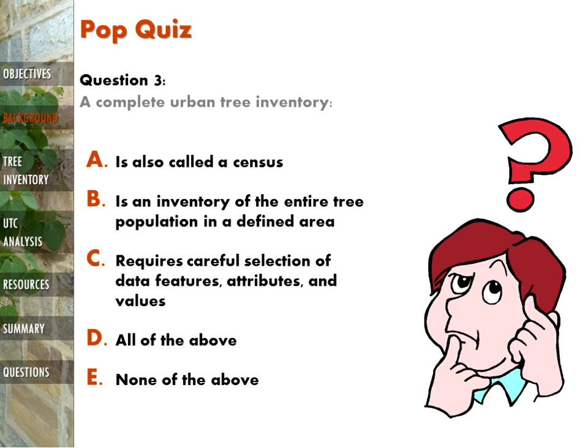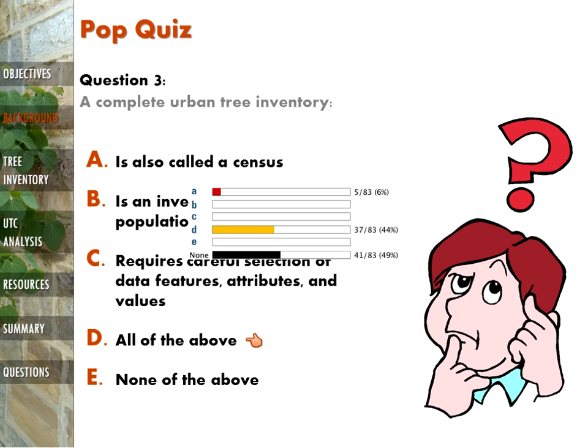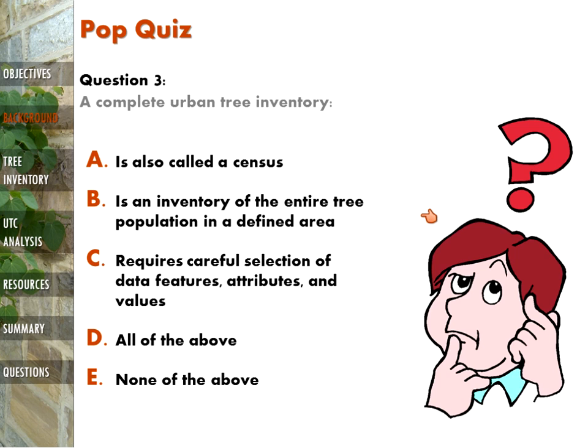All right, so the correct answer here was actually D, all of the above. A complete inventory is also called a census. It is an inventory of all trees in the population of interest in a defined geographic area.